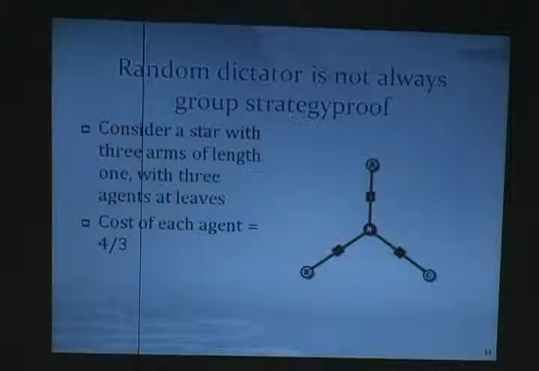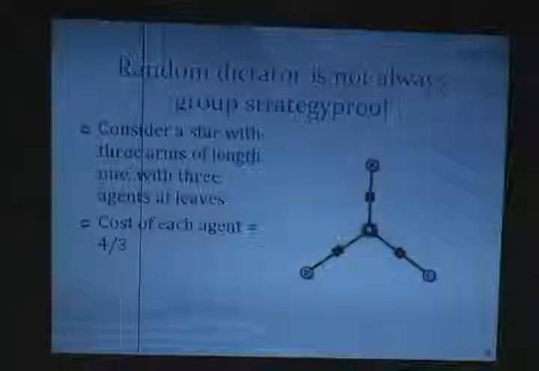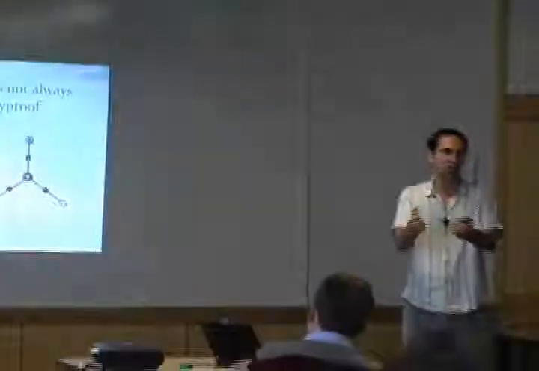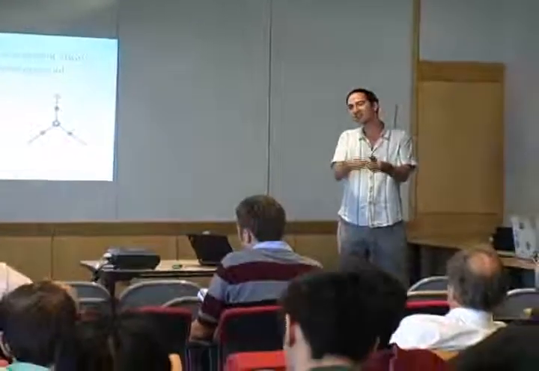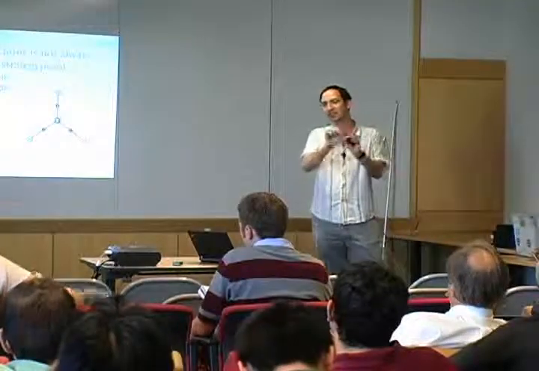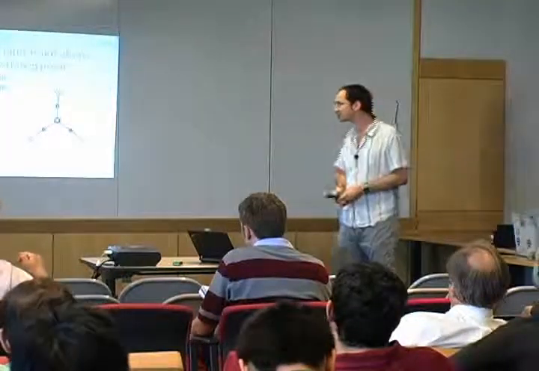Okay. So now everybody deviated to the center of the star. And so I placed everybody by this letter n, which is the set of all agents. And what happens now? So the random dictator mechanism would select the center of the star with probability 1. Right? It selects one of the agents at random. All of them are in the same place. So it would definitely select the center of the star.